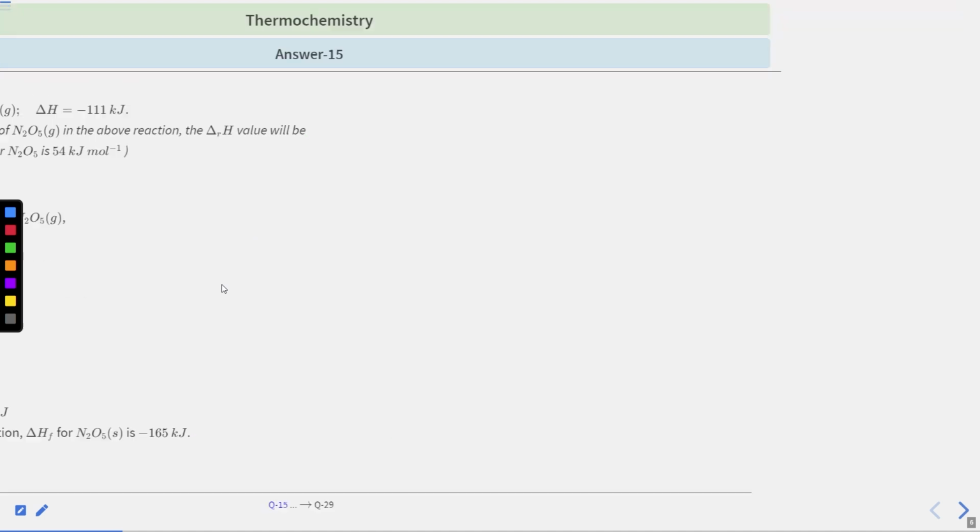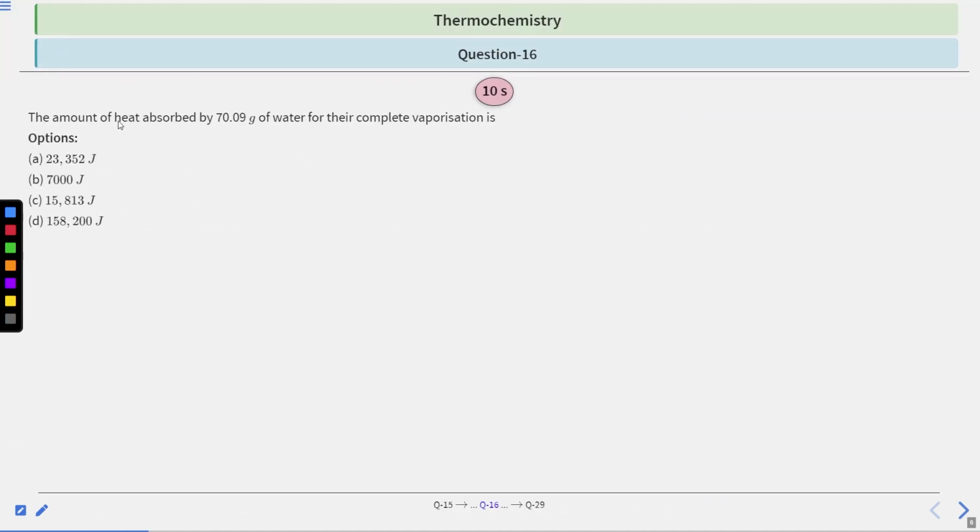Okay, let's move to question number 16. The amount of heat absorbed by 70.09 gram of water for its complete vaporization is? We have been given the mass of the water here. Options are 23,352 joule, 7,000 joule, 15,813 joule, and 1,58,200 joule. So we are talking about big terms here.